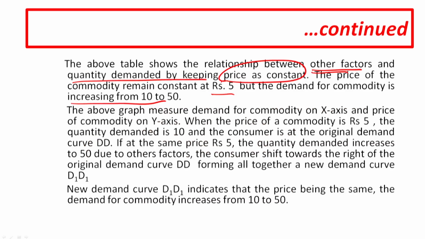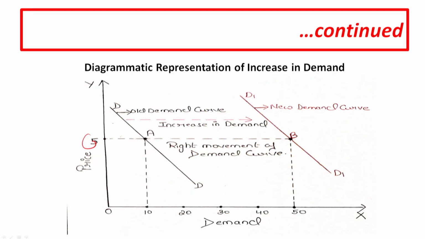The above graph measures demand for commodity on the x-axis and price of commodity on the y-axis. When the price of commodity is 5 rupees, the quantity demanded is 10, and the consumer is at the original demand curve DD, which we have shown you here, the original demand curve DD.